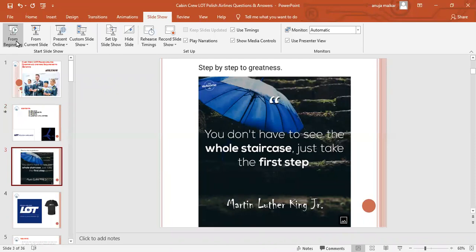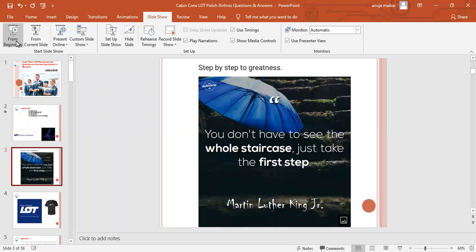So at the same time, while I'm guiding you all with the content, I'm also going to share some good motivational quotes with you all, so that throughout the process you feel motivated. So here's one quote: step by step to greatness. That is, you don't have to see the whole staircase, just take the first step. This is said by Martin Luther King Jr. and it is very inspiring.